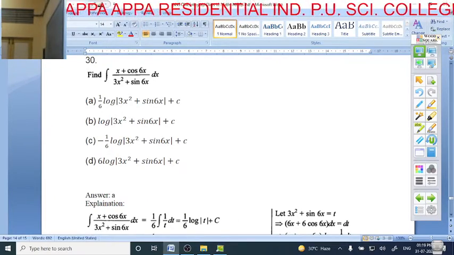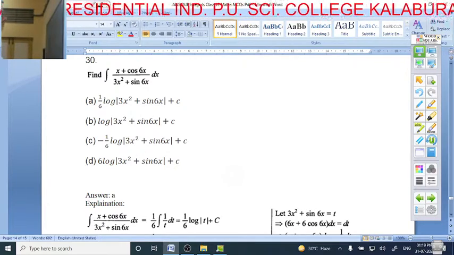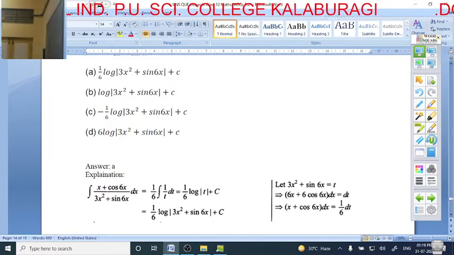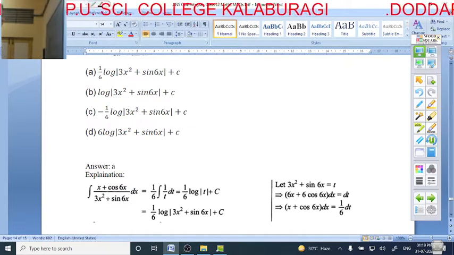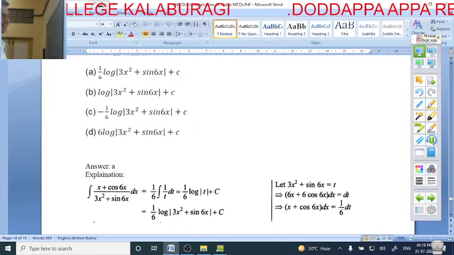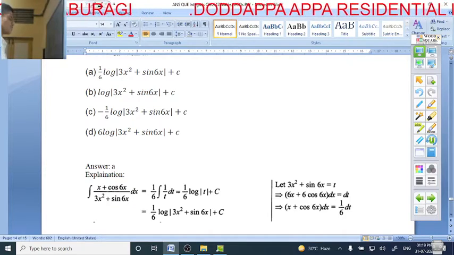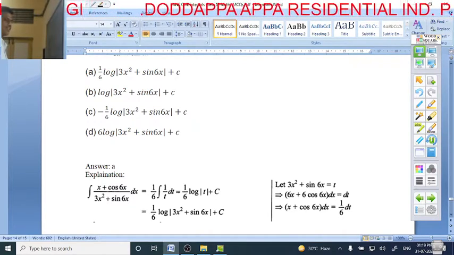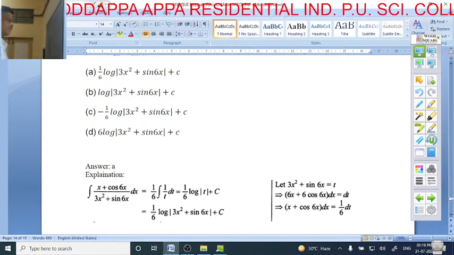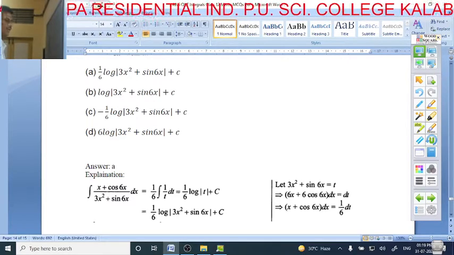Question number 30. Integration of x plus cos 6x divided by 3x square plus sin 6x. Now here also substitution is there. 3x square plus sin 6x is equal to t. The derivative is 6x plus cos 6x, 6 times x plus cos 6x dx is equal to dt. Take 6 as common factor. The numerator x plus cos 6x dx is equal to 1 by 6 dt. So it becomes 1 by 6 times 1 by t dt.